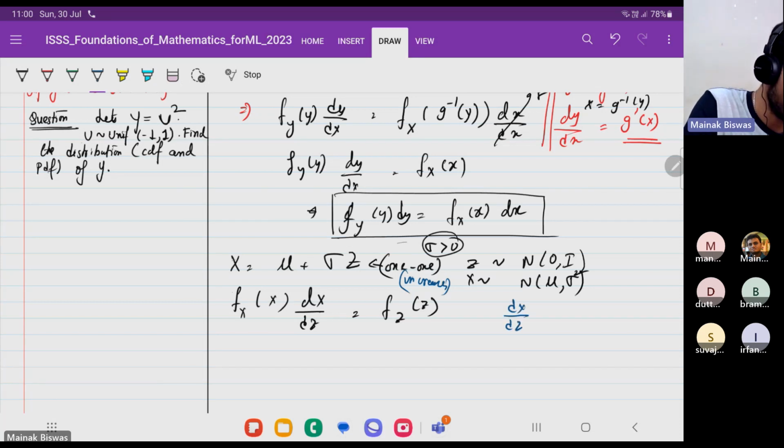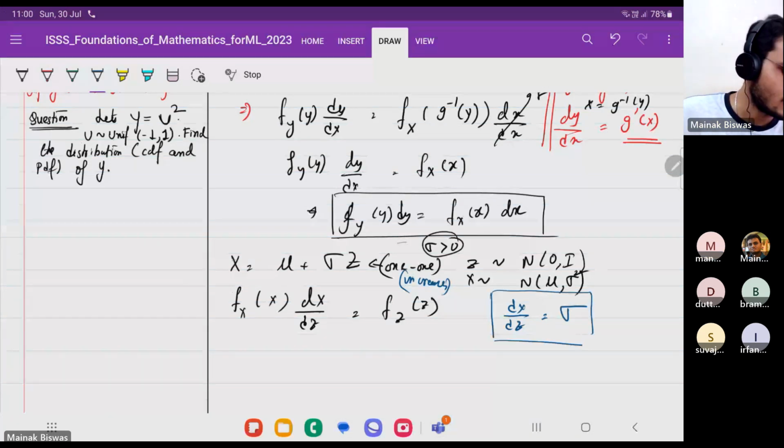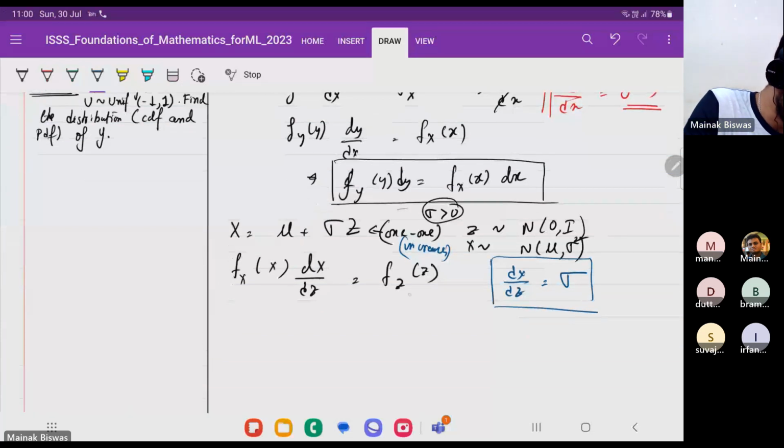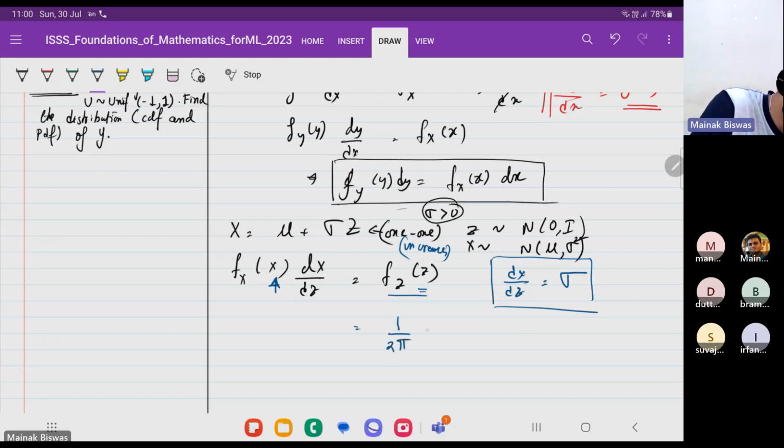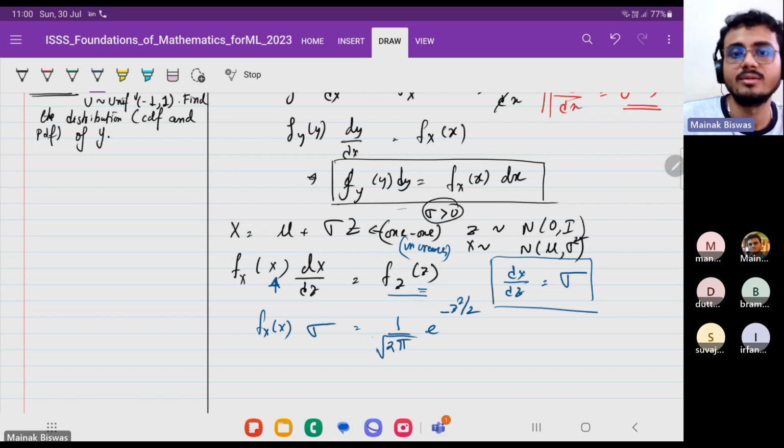What is dx by dz? What is the derivative of sigma? So what is my desire? I want to find f of x, right? Yes or no? So what is f of z? It is 1 by root 2 pi e to the power minus z square by 2, or not? And dx by dz is sigma. Okay? Yes or no?